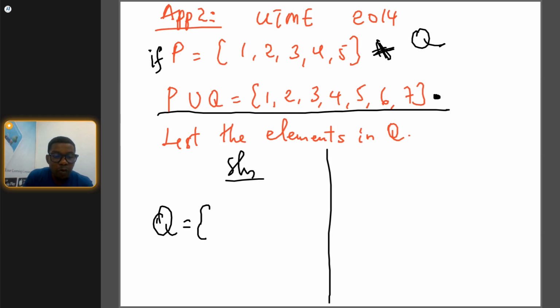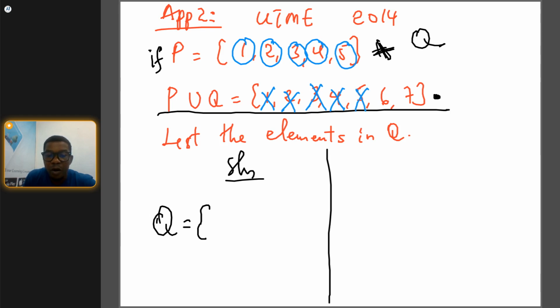Now let's take away the elements that we have in P from their union. We have 1 in P, take away 1. We have 2 in P, take away 2. We have 3 in P, take away 3. We have 4 in P, take away 4. We have 5 in P, take away 5. So what is left?